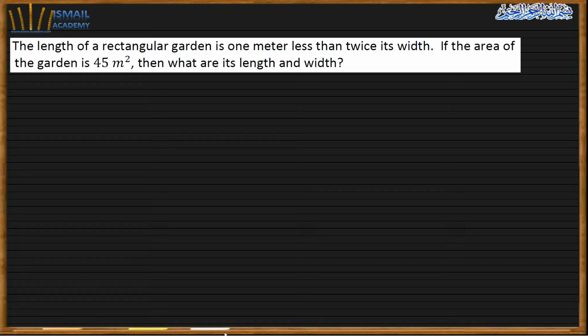Alright, so here is a rectangle. When it comes to a rectangle, I always draw it, even if I know how to deal with it. Here they told me that the length of the rectangle is 1 meter less, so I put minus 1, than twice the width. So the width is this. And they told me the area is 45.